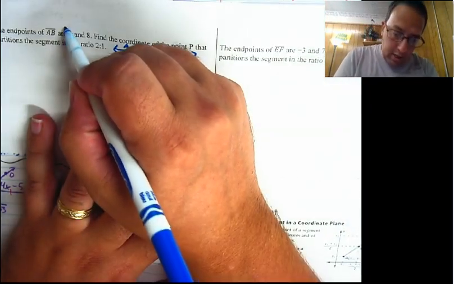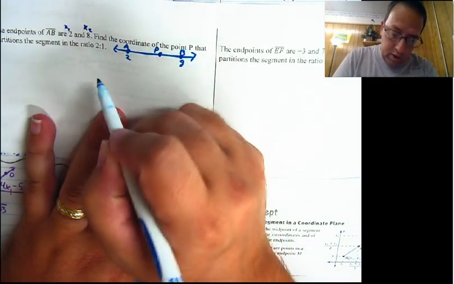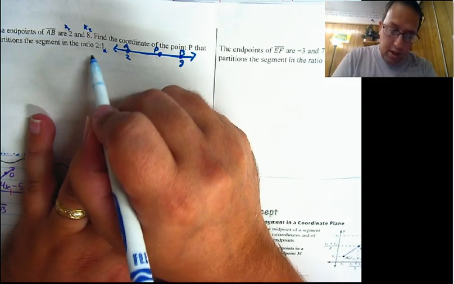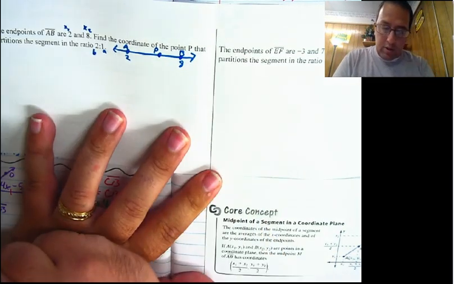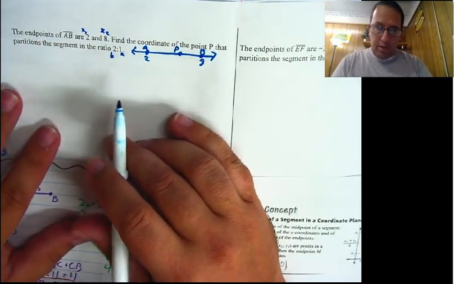So this is x1 right here. This is x2. A is the second number in the ratio, which is a little weird, and B is the first number in the ratio. Like that. Okay, so now we plug stuff in.